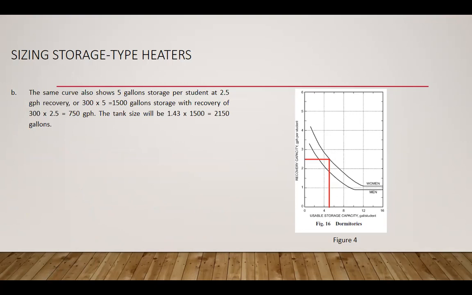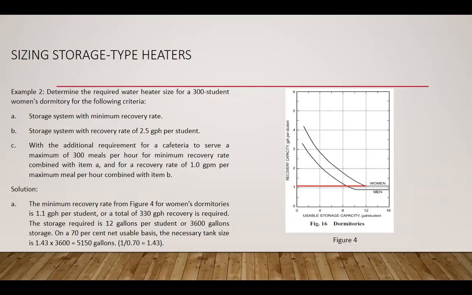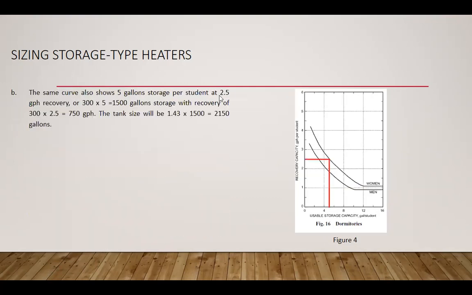So letter B, the same curve also shows that 5 gallons per student, ano? 2.5 gallons per hour recovery. Hanapin mo yung 2.5 ito. Ganun mo siya. So, lalabas dito is 5. Okay. So, 300 times 5 is 1,500 gallons storage with a recovery of 300 times 2.5 or 750 gallons per hour. So, the tank size will be 1.43 times 1,500 or 2,150 gallons. Yan. So, maliit. Depende nga sa recovery mo.